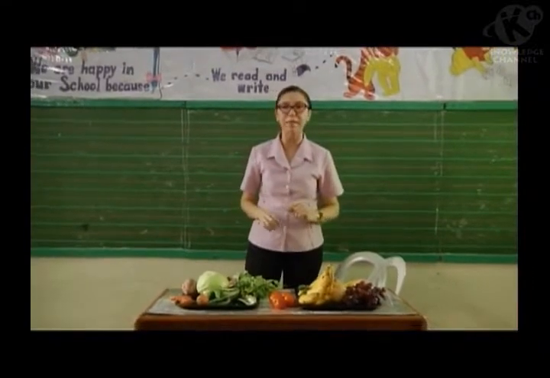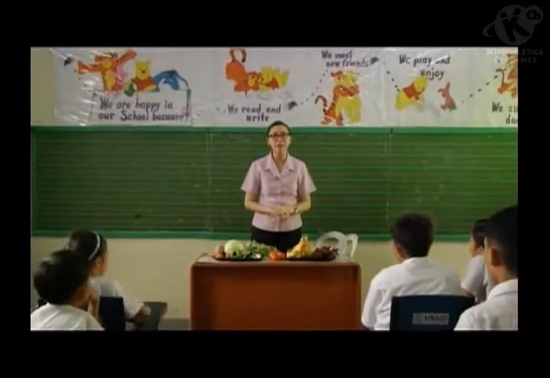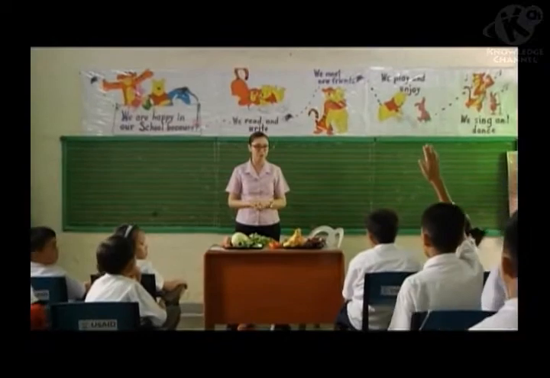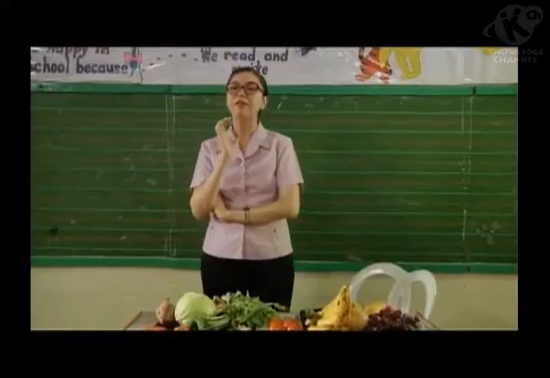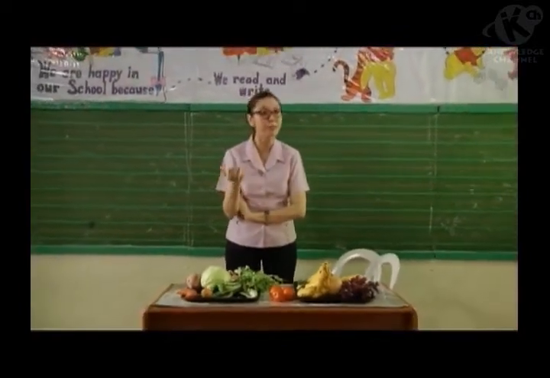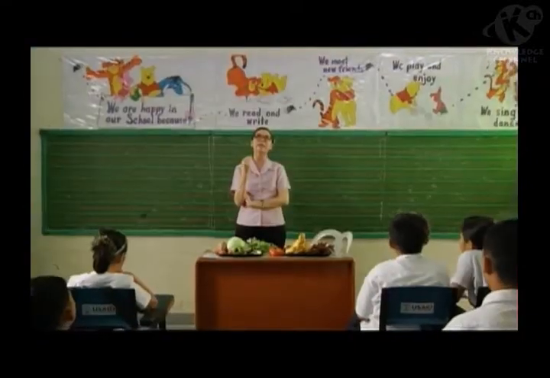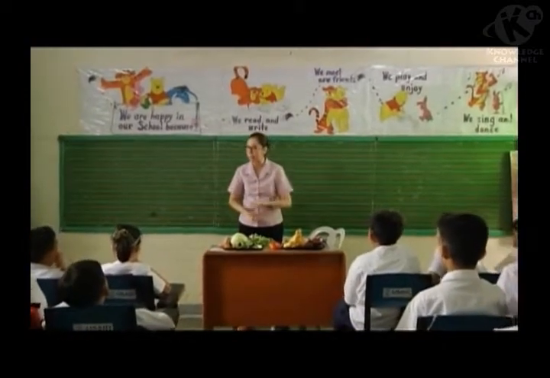Now, before we can accurately classify if something is a fruit or a vegetable, we have first to define what is a fruit and what is a vegetable. So who can give me the definition of the term fruit? All right, Chris. A fruit is a part of the plant that contains the seeds. Very good. So the fruit is a very important part of the plant, and it is involved in the plant's reproduction because it contains its seeds. So we can define the fruit as an edible part of the plant which contains the seeds.